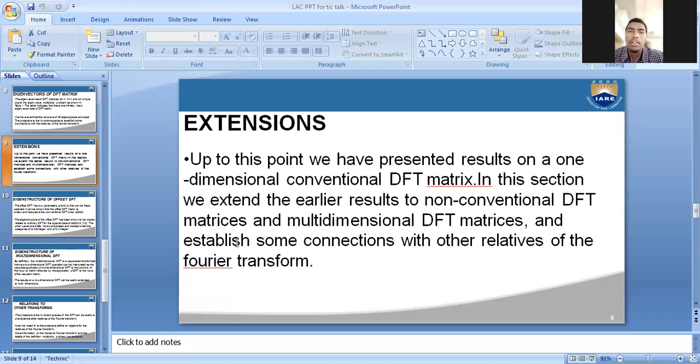Means we are extending the results to the non-conventional DFT matrices and multi-dimensional DFT matrices, and we establish some connections with other relatives of the Fourier transform. Next, we will move on to the next slide.